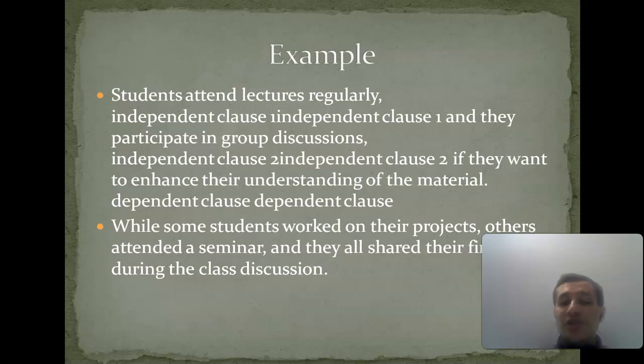Students attend lectures regularly. That is the independent clause number one. And they participate in group discussions. That is the independent clause number two. If they want to enhance their understanding of the material, that is the dependent clause. And as a second and final example, we have: while some students worked on their projects, others attended a seminar, and they all shared their findings during the class discussion.